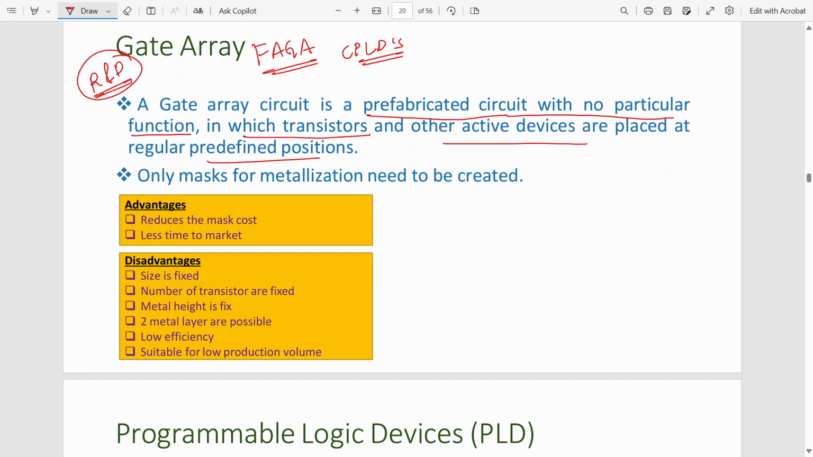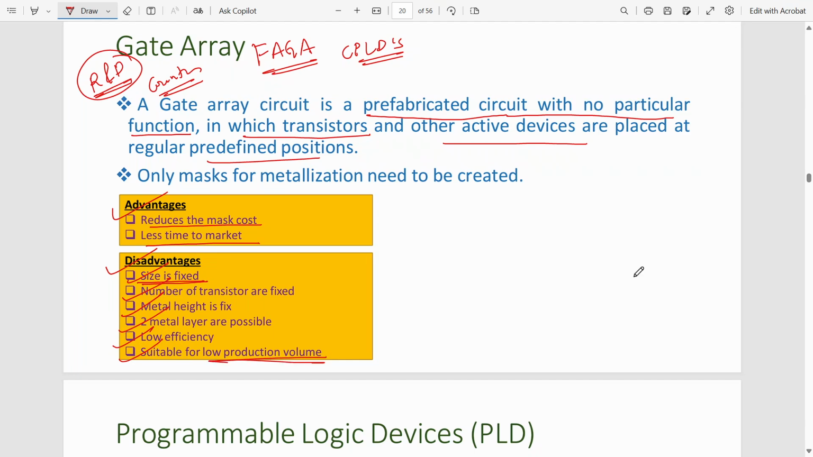So we can see, if I want to design a half adder or full adder, or a counter, we can use this gate array. Only one mask for metallization needs to be created. So what are the advantages? Reduced mask cost and less time to market. The disadvantage is the size is fixed. We can't decrease the size, and the number of transistors is fixed. Metal height is fixed, with 2 metal layers, and it has low efficiency and is suitable for low production volume.